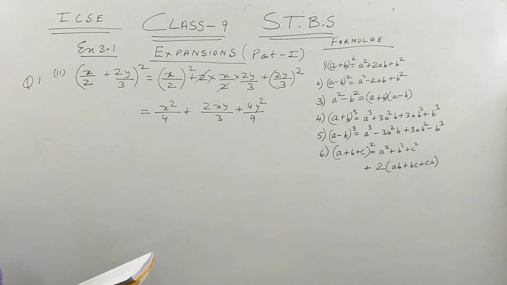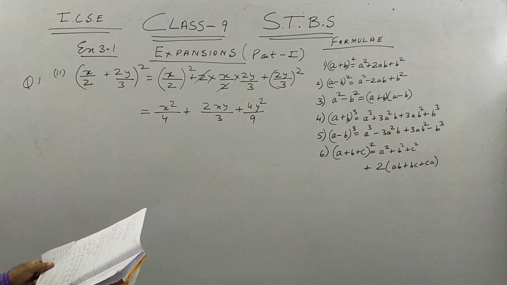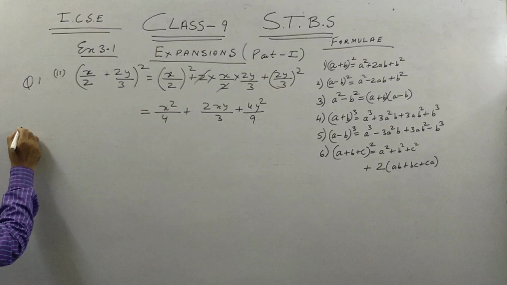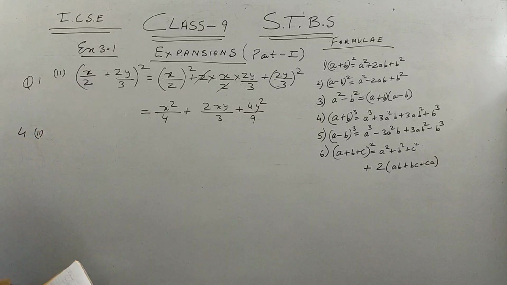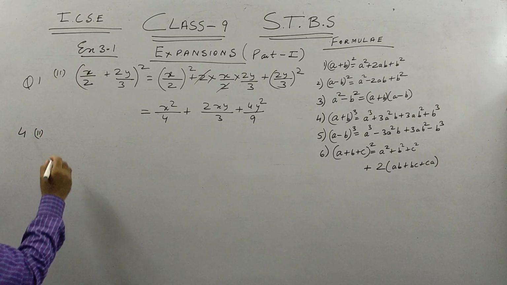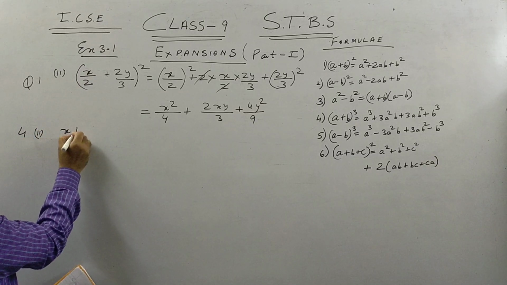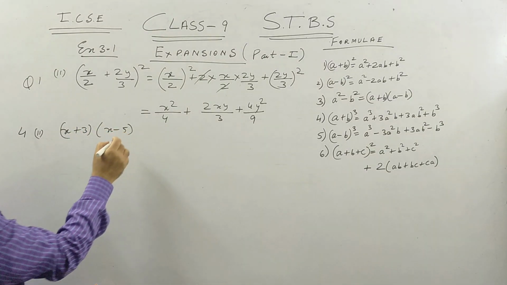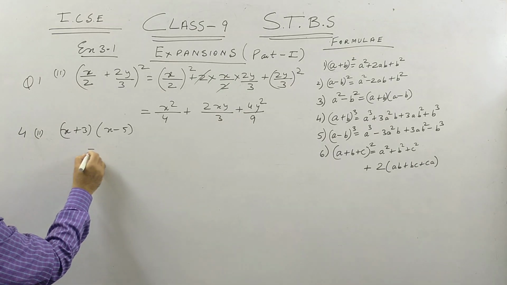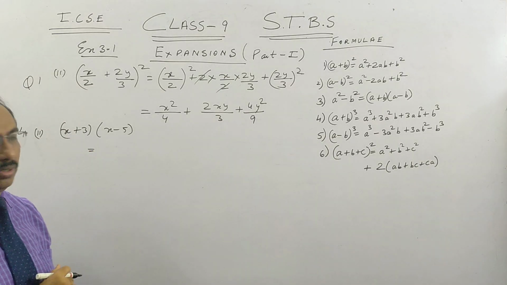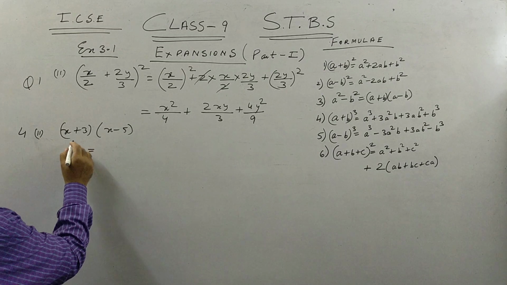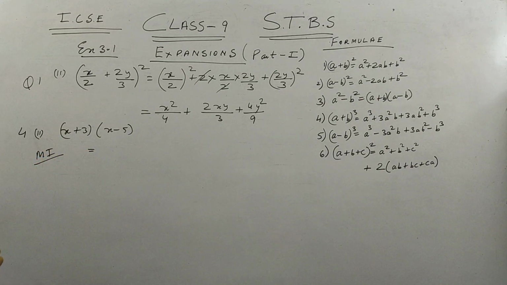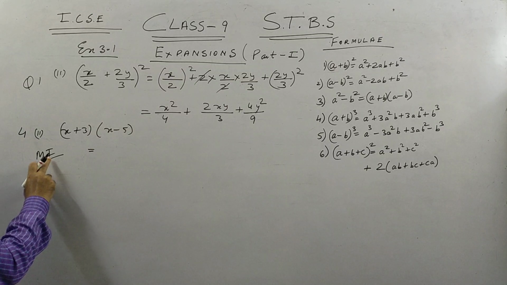Next we do question number 4, part 2. Here, boys, I'll tell you two methods. One is traditional and one is your shortcut method, which generally you get in any good book. So here is method 1. Whenever I write M1, children, it means method 1.